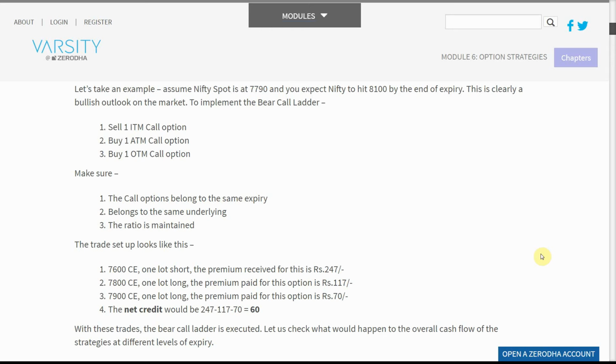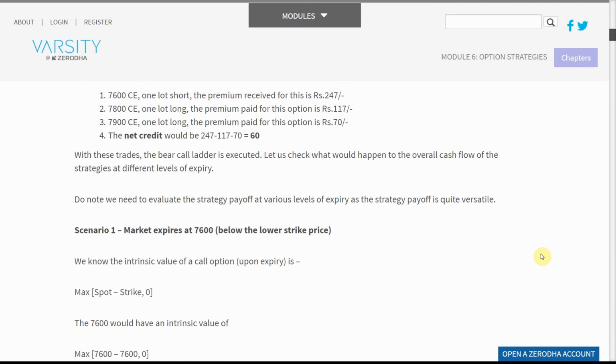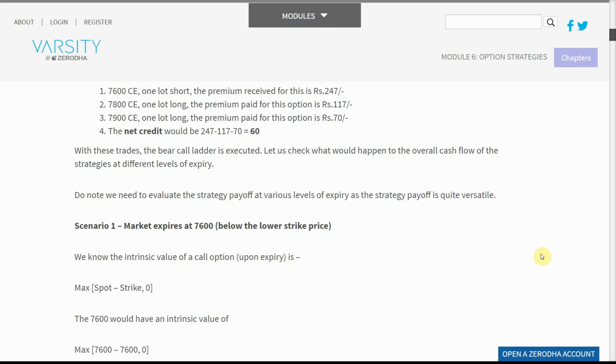7600 CE, 1 lot short. The premium received for this is 247 rupees per share. 7800 CE, 1 lot long. The premium paid for this option is 117 rupees per share. 7900 CE, 1 lot long. The premium paid for this option is 70 rupees per share. The net credit would be 247 minus 117 minus 70 equals 60. With these trades, the bear call ladder is executed.